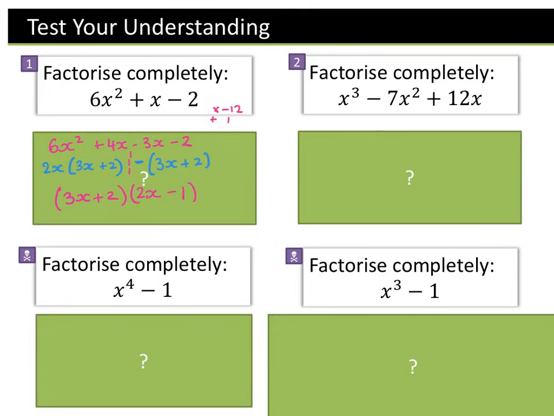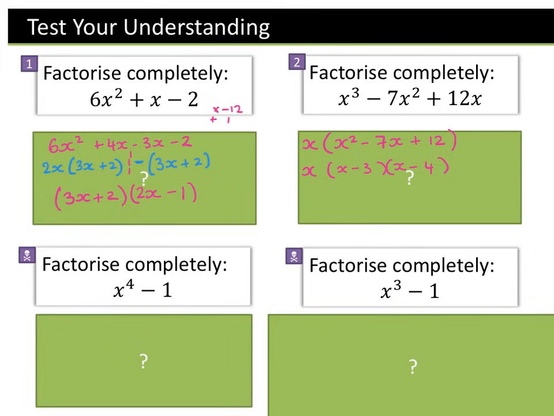For question 2, we need to factorise this cubic. I can see straight away that they all have an x as a factor, so I'm going to take out a factor of x. x squared minus 7x plus 12. I have a straightforward quadratic. Two numbers that multiply to give me 12 but add to give me minus 7. x minus 3 and x minus 4. Again, you could double check by expanding.